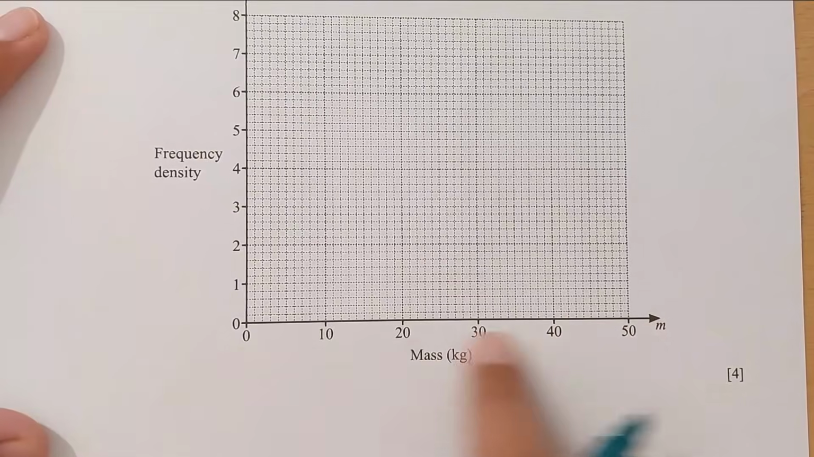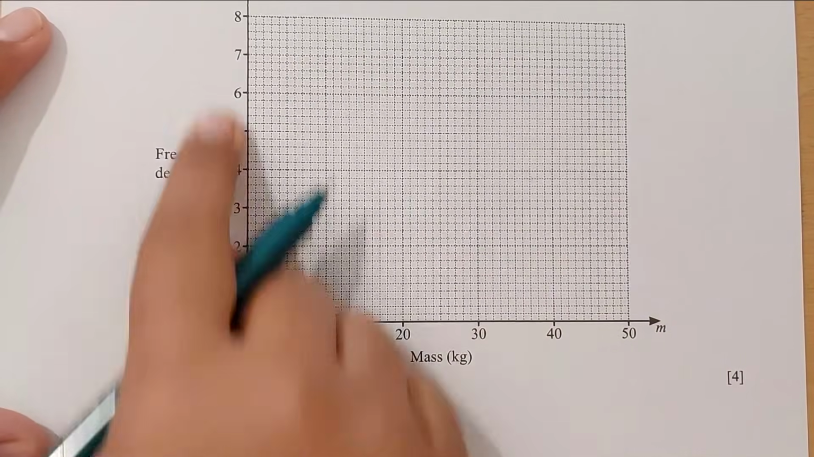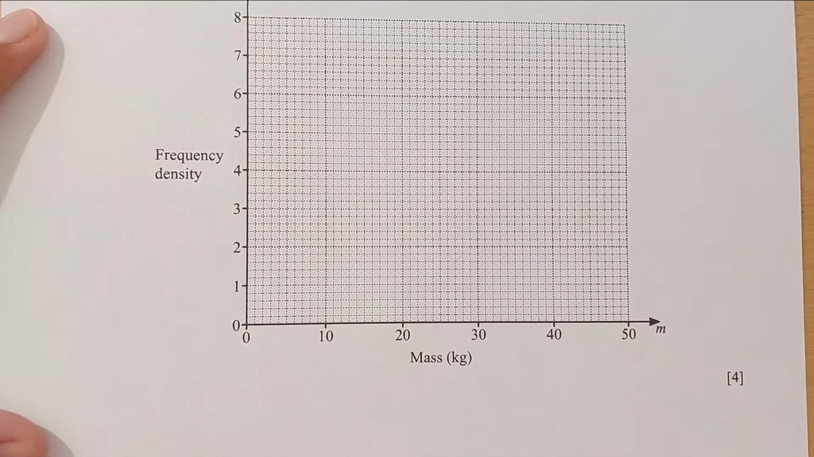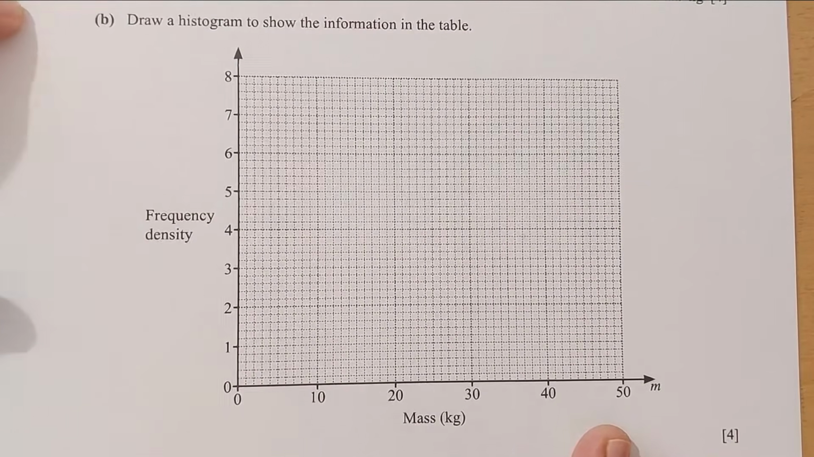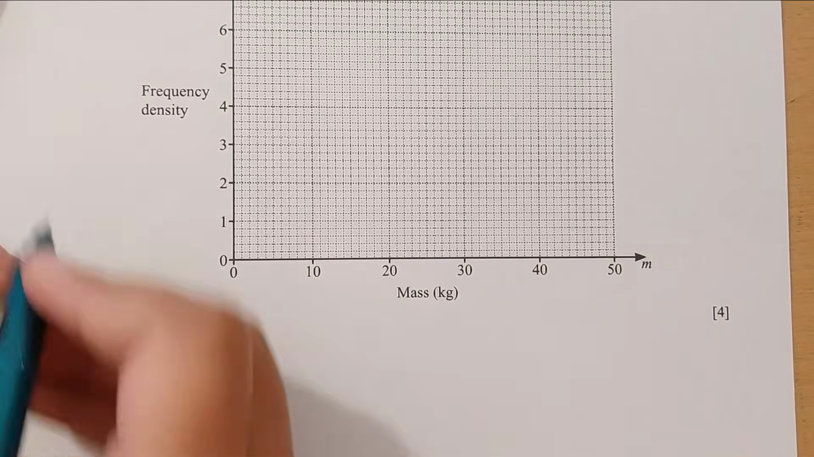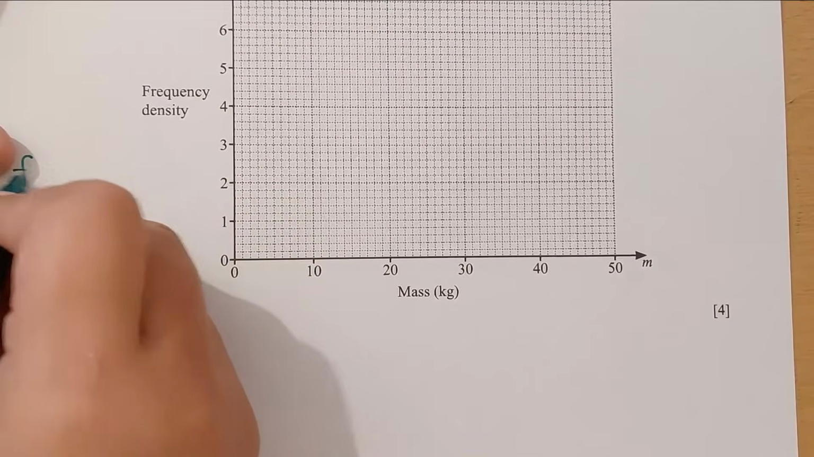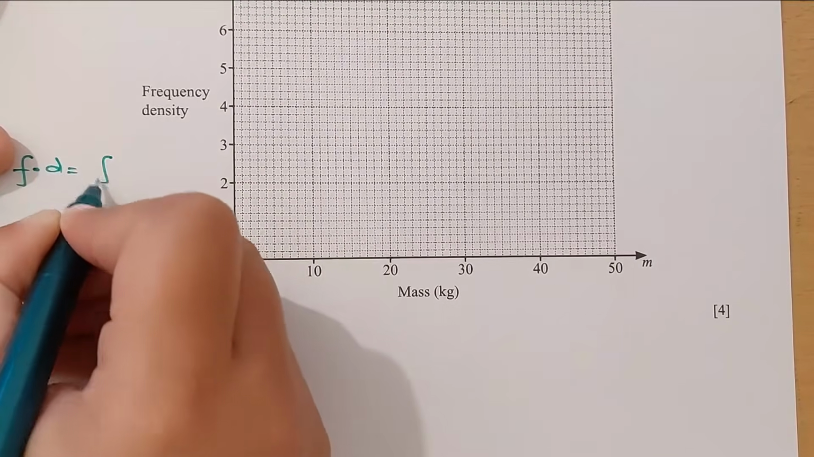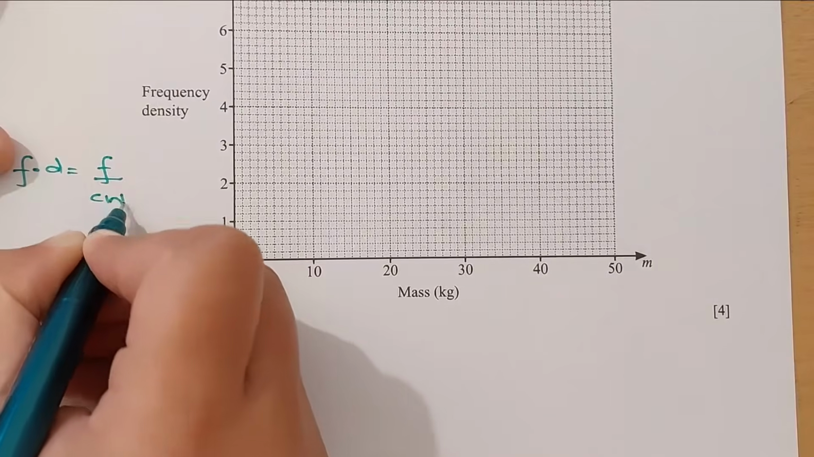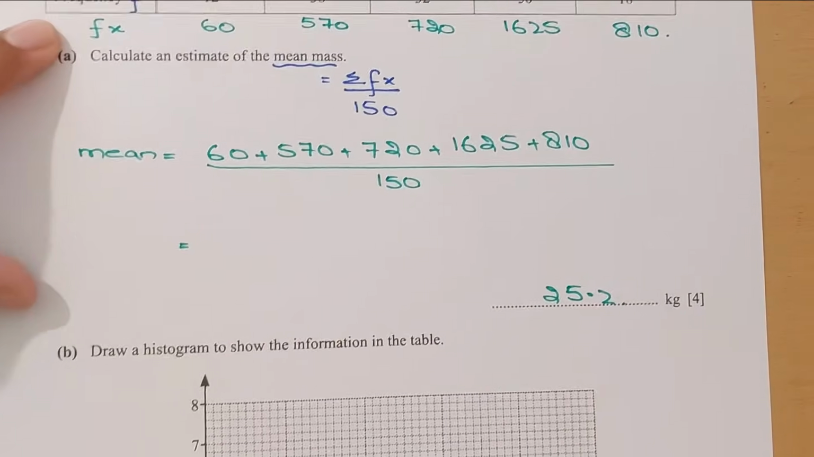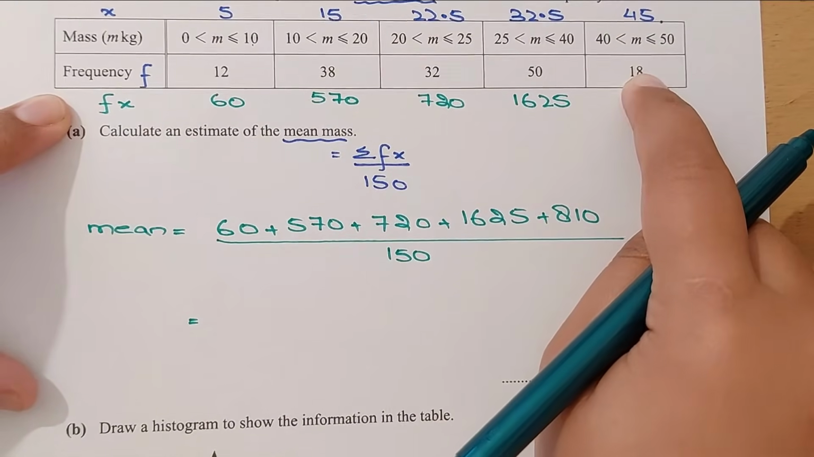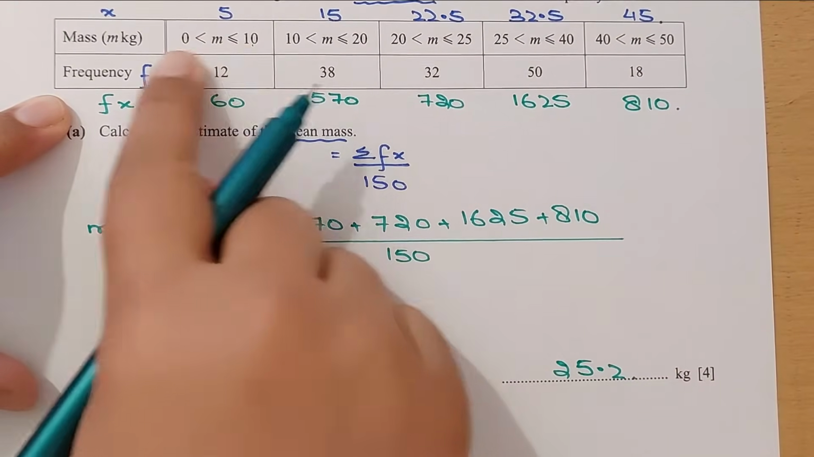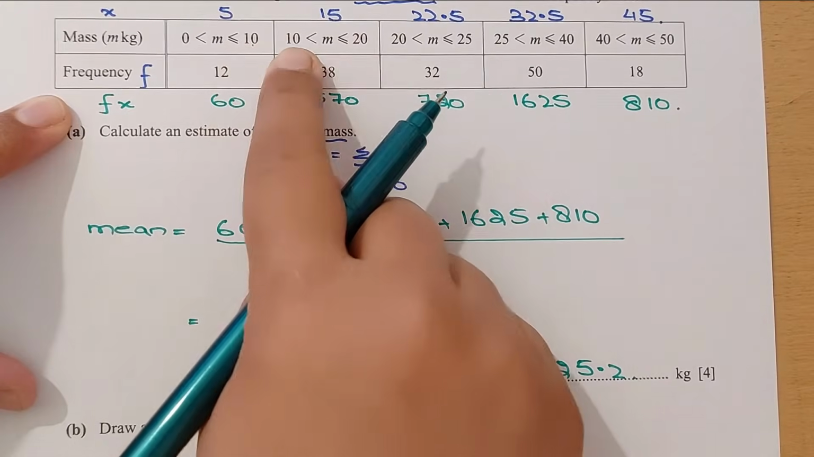So we have the masses in kilograms and the frequencies, right? So for a histogram, we need the frequency density. So let me find the column for frequency density first. The frequency density has a formula. This is equal to frequency over class width, right? So we have been given all the frequencies in the table: 12, 38, 32, 50, 18. Now we need to find the class width. This is the class width between 0 to 10, 10 to 20. These are the class widths, right?